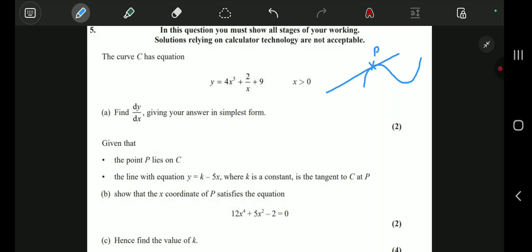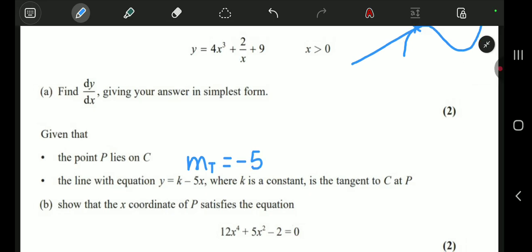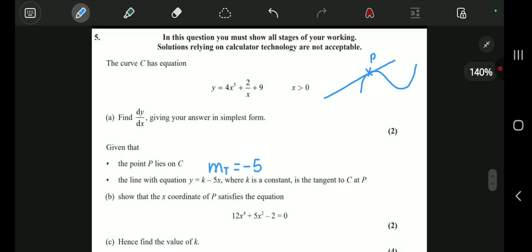12x to the power 4 plus 5x squared minus 2 equals 0. So what do we know from the equation of the tangent? That the slope of the tangent is minus 5. Also, in part A we found dy by dx. The dy by dx at P should be equal to minus 5.